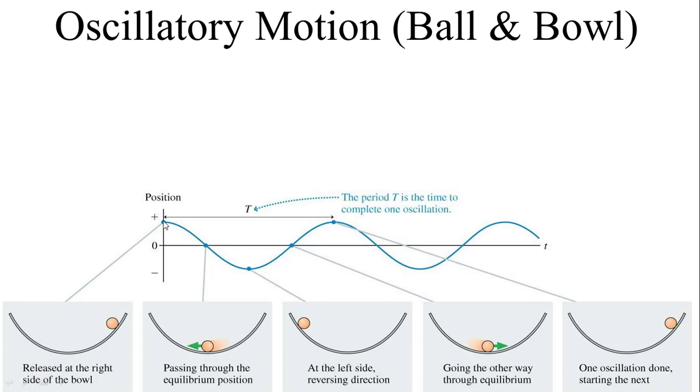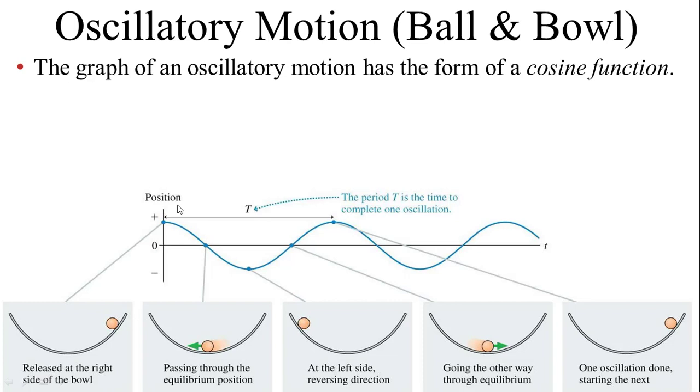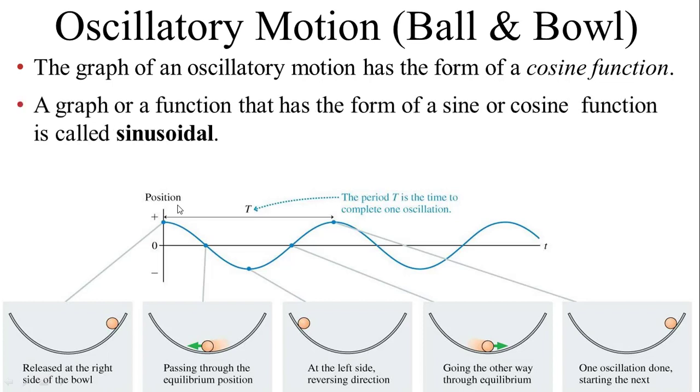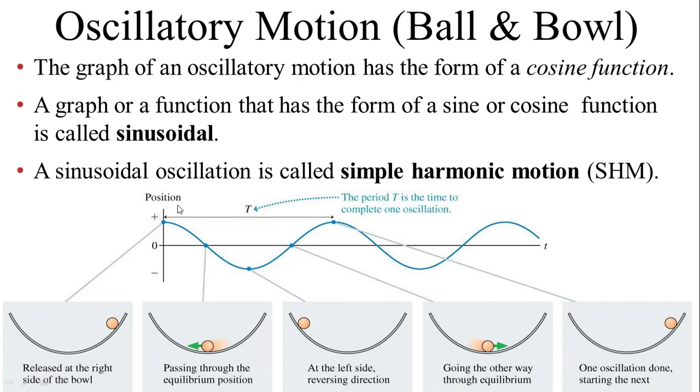Now here in the wave form, the starting point is at the maximum height and it reaches the level of the x-axis. This completes the time period, one complete vibration. So at the position we can see in this diagram. Now we can write that the graph of oscillating motion has the form of a cosine function. A graph or function that has the form of a sine or cosine function is called sinusoidal. Now we can write that a sinusoidal oscillation is called simple harmonic motion, denoted by SHM.